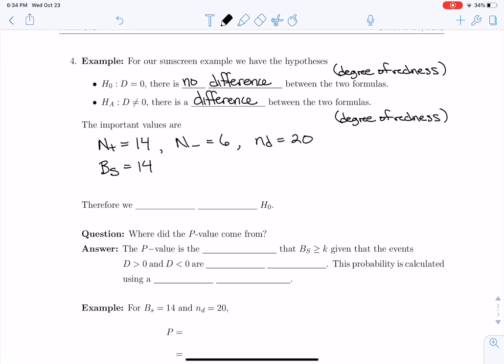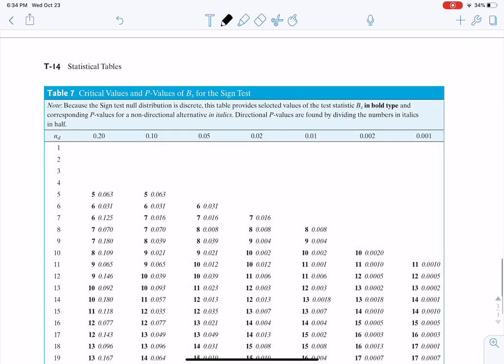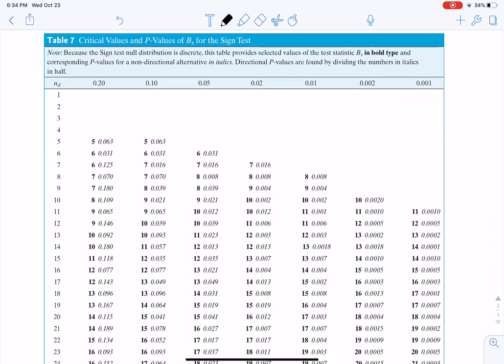Now we have to find the p-value. And in order to do that, we're going to look at the chart for the sign test. So coming down to the chart for the sign test, we're going to look at 20 subjects for whom we saw that there was a difference. So n sub d is 20. And we saw that 14 of those went one direction. 14 of them had the left arm redder than the right arm. And so you can see next to 14 is the p-value of 0.115.